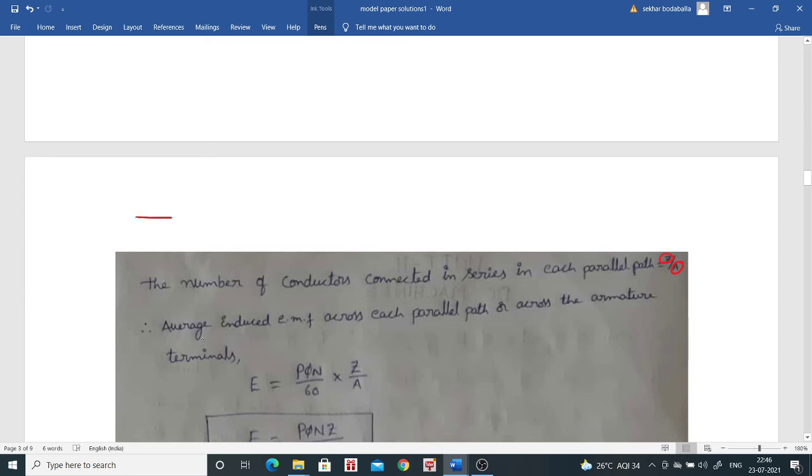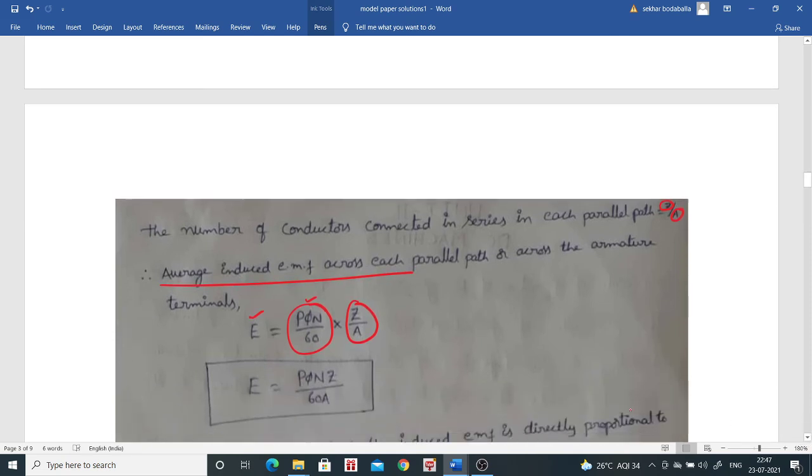So if I want to find the average induced EMF across each parallel path or across the armature terminals, then E is given by, see, this P phi n by 60 is the induced EMF in one conductor. But in the armature there are Z conductors arranged in A parallel paths. That's why I am multiplying with Z by A. Then what I will get? E is equal to P into phi into N into Z divided by 60A. This is the induced EMF in the generator.